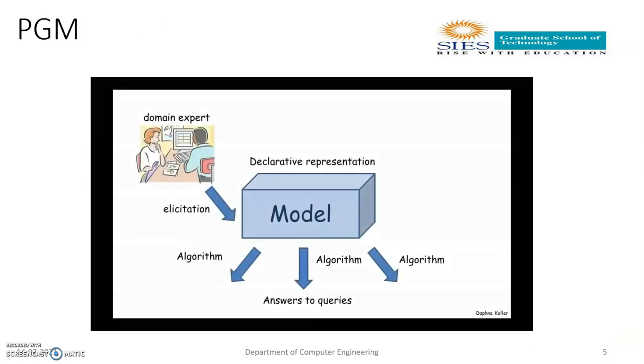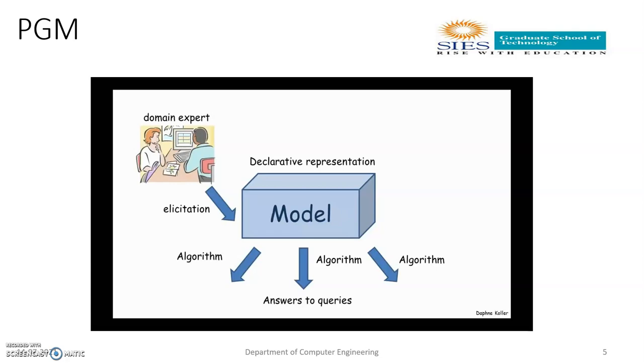So if we go for the abstract architecture of a probabilistic graphical model, it is in this way that we have a model. Inside the model, we have something known as declarative representations. And this model will be hit by an algorithm. Now there are various algorithms, and these algorithms will be able to answer the queries.